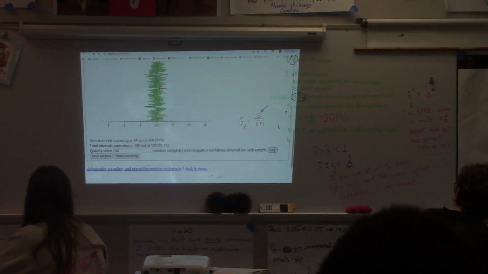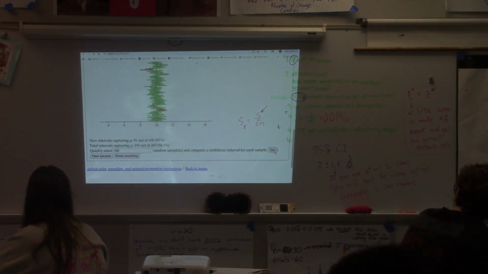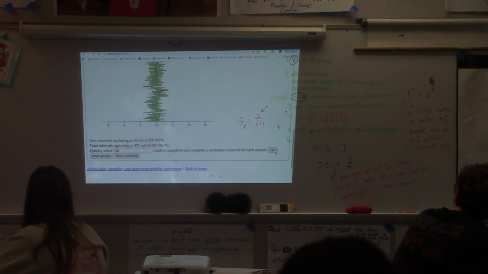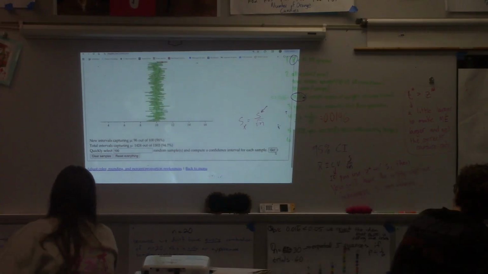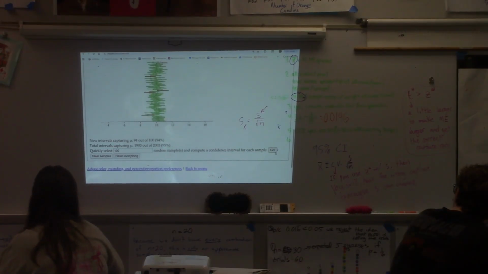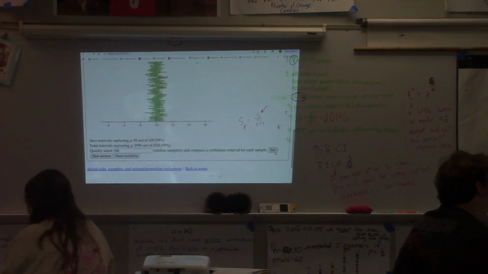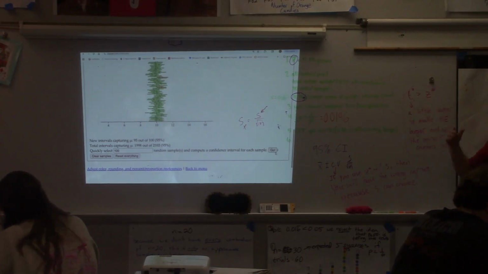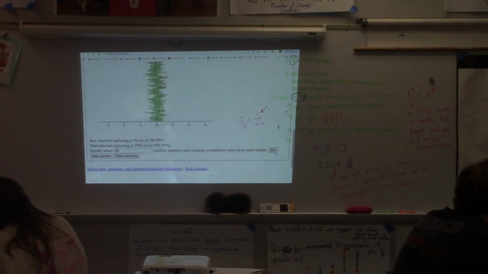Okay, 97% capture rate, 95% now. What's my capture rate now? Pretty darn close to 95. And if I keep going for infinity, what's that capture rate going to approach? 95%. So guys, we have to use something other than Z. We have to use T to make it a little bit larger. We're going to use a T critical value instead of a Z critical value to make our margin of error larger.